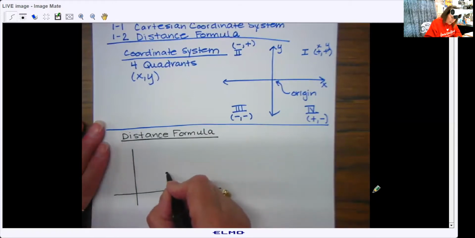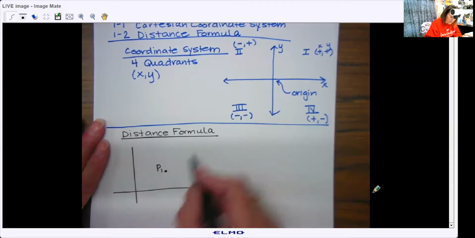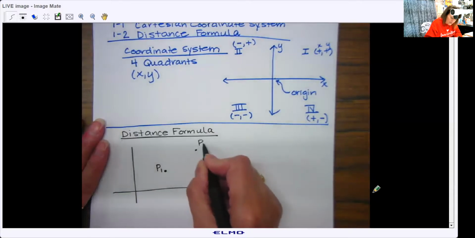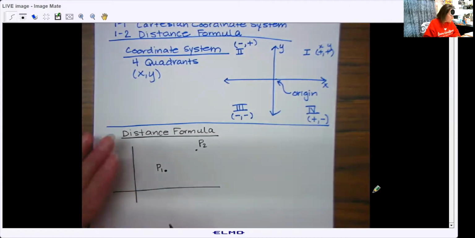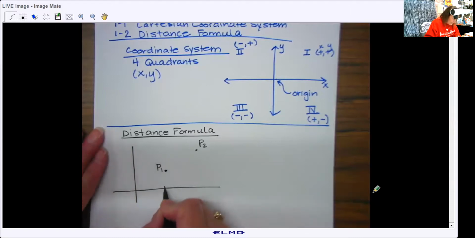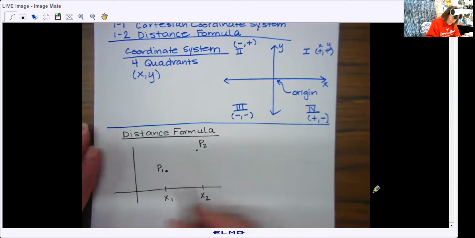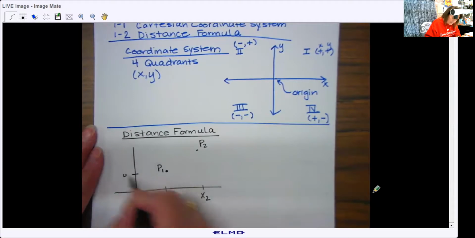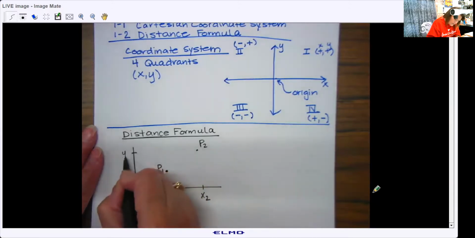Let's say this is point 1. This book loves subscripts, so get used to little subscripts. Point 1, and let's say this over here is point 2. Whereas we're used to calling it A and B in geometry, this book uses subscripts, P1 and P2. So this would be the first X, and about there is the first Y, or excuse me, the second Y. Let's try that again, X1 and X2. Here we have Y1, and about right there is Y2.